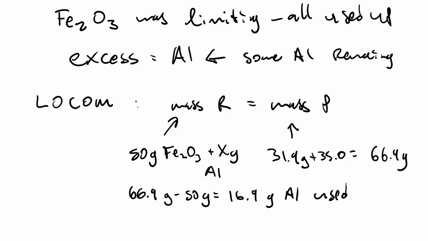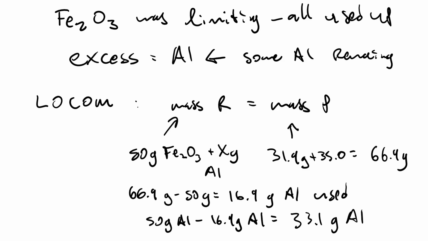And then how much is left over? Well, we started out with 50 grams of aluminum minus 16.9 grams of aluminum. That's 33.1 grams of aluminum excess, unreacted.